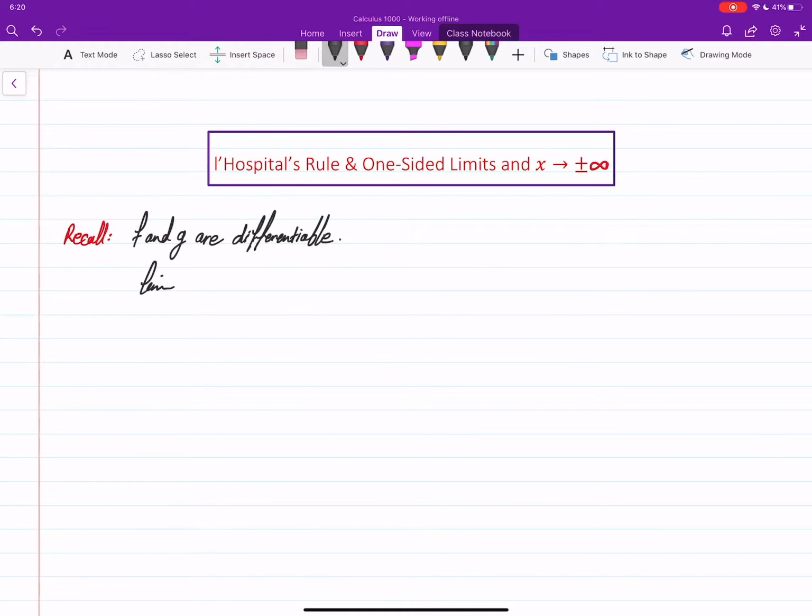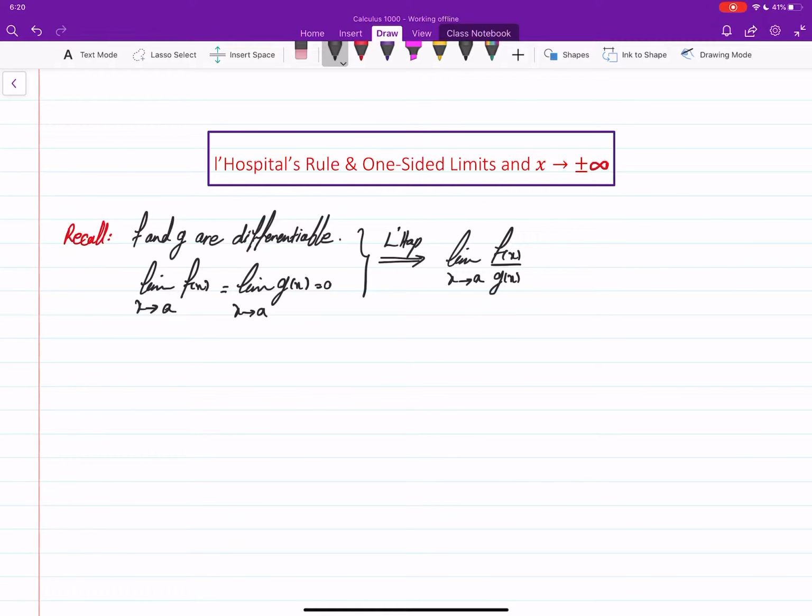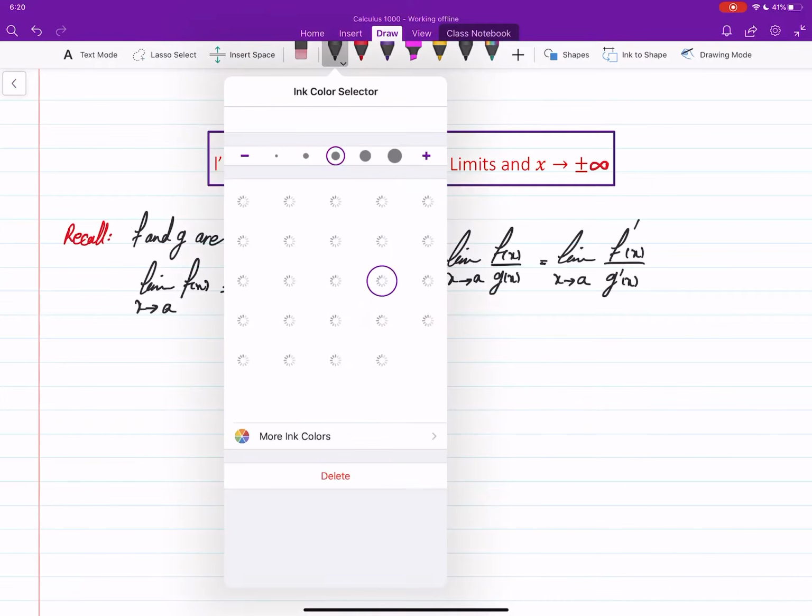Also, you need to have an indeterminate form of type 0 over 0. So it means that the numerator and the denominator have a limit 0. Then you can apply L'Hopital's rule, which says the limit of f over g as x approaches a is equal to the limit of f prime over g prime as x approaches a.